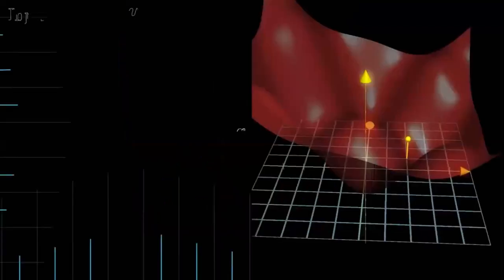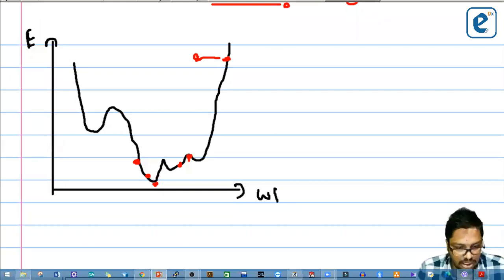Okay, understood. So the next thing is I will show you the stochastic gradient descent.